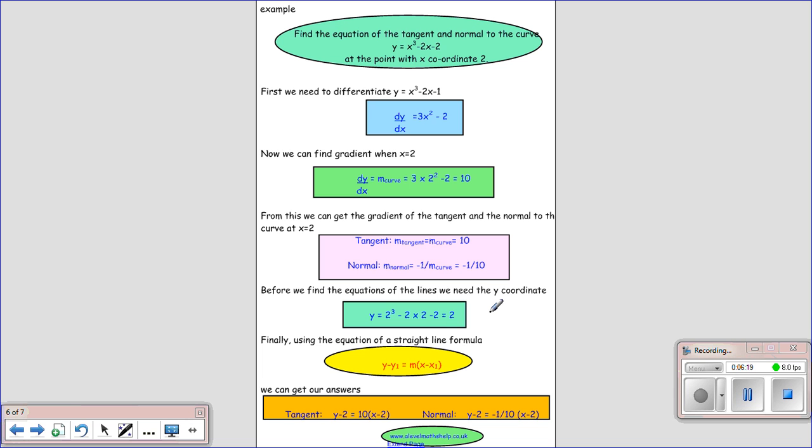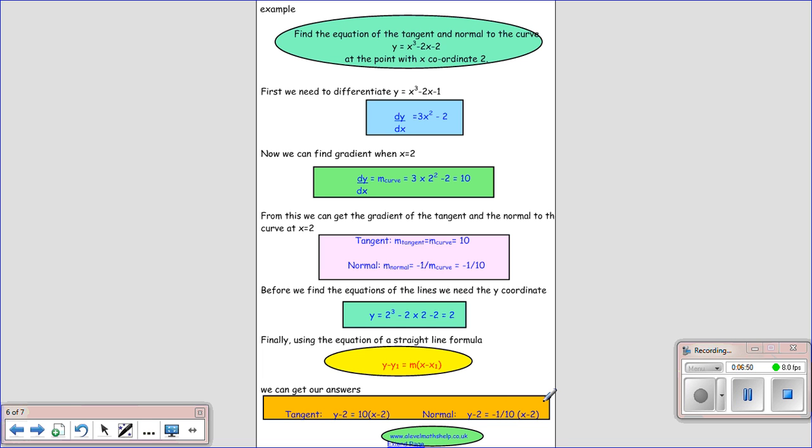So finally, once we've got that, we can use our equation for our straight line, and we just substitute our values, our points, the y point and the x point, and the gradient. So for the tangent, the gradient was 10, so we get y minus 2, so that's our y point, equals 10 times x minus 2, our x point, and the normal will be y minus 2 equals minus 1 over 10 times x minus 2.